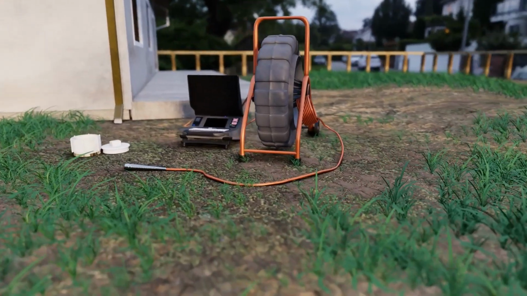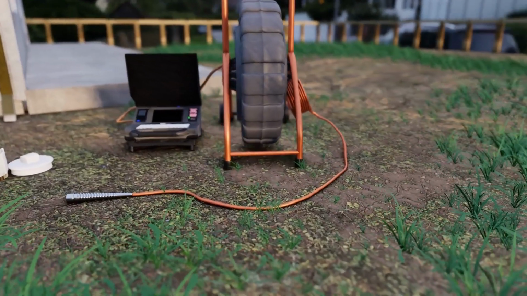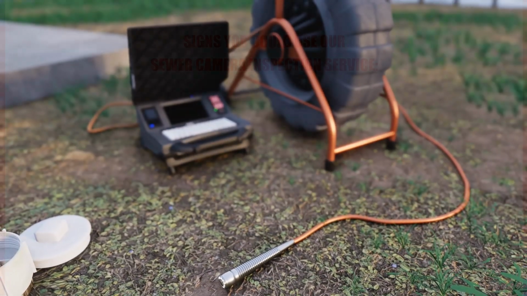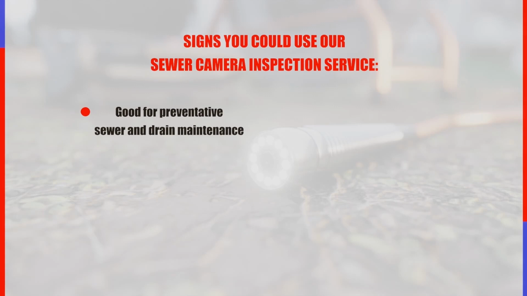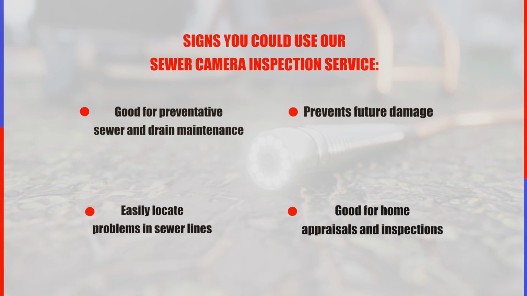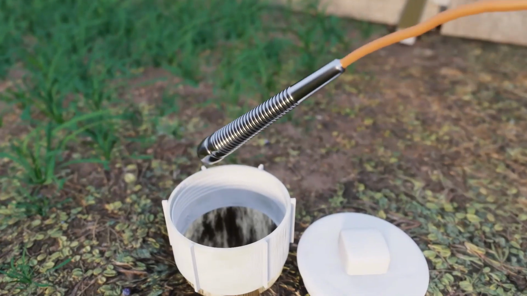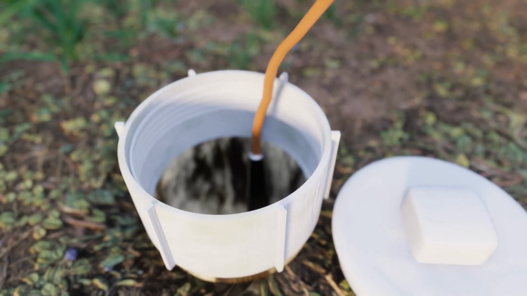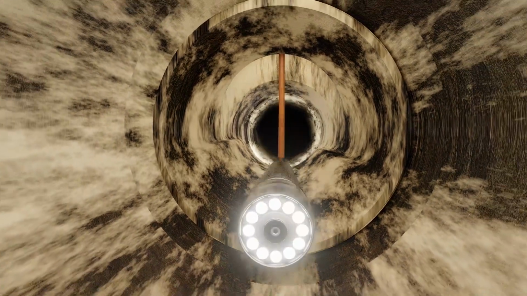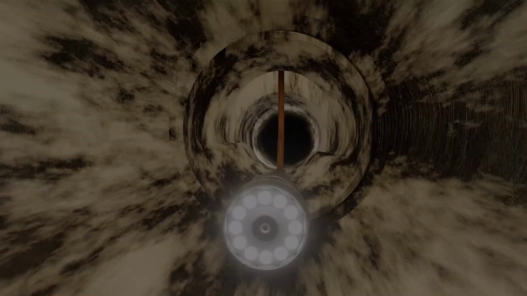A sewer camera inspection is the easiest and most helpful way to see what is going on inside a sewer system without having to break ground. Sewer camera inspections eliminate the need for pricey plumbing exploration within your sewer lines. A sewer camera inspection can determine if your sewer line needs repair.